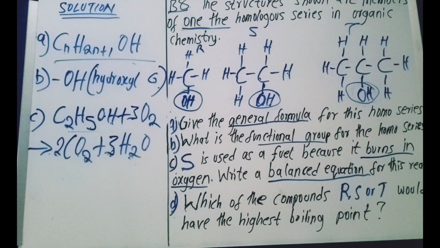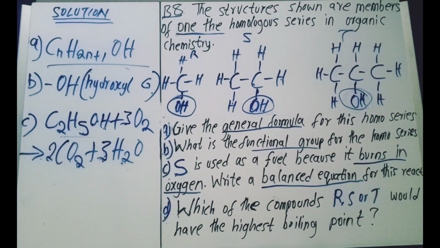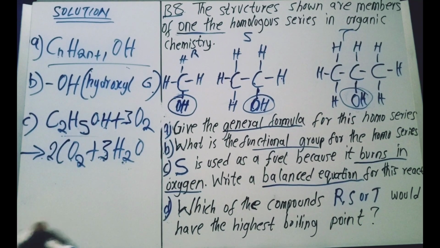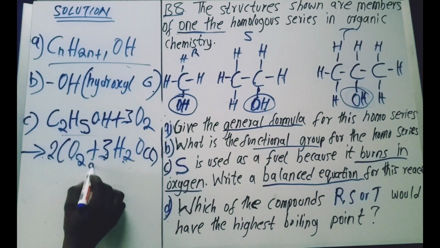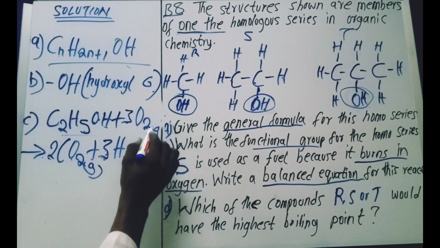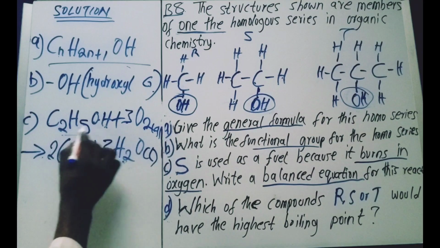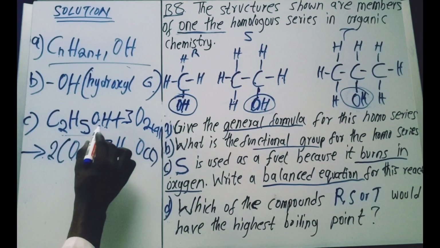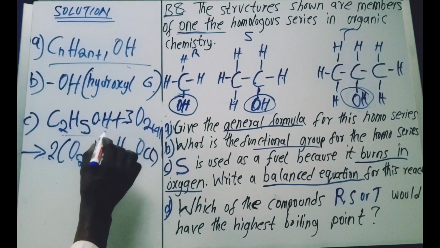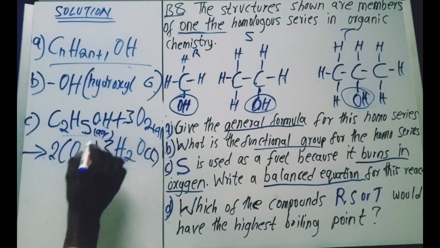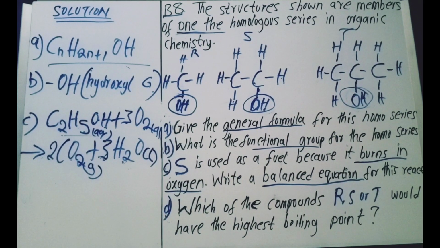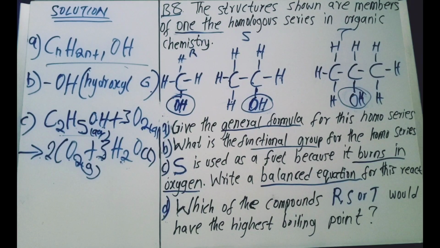Then you need to include the state symbols. Okay? And for the state symbols, this is water, it's a liquid. This is carbon dioxide, it is a gas. Oxygen is a gas. This is alcohol, okay? And it is what? It is in aqueous state. Okay? So that is it for this question.